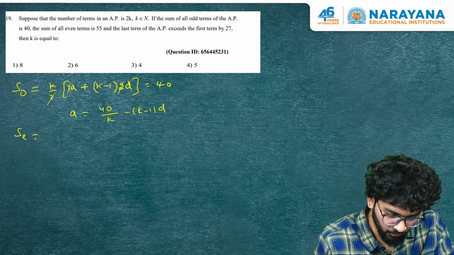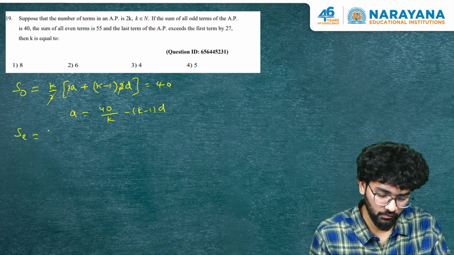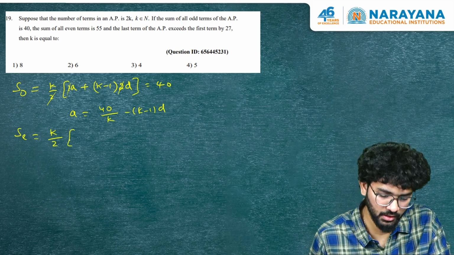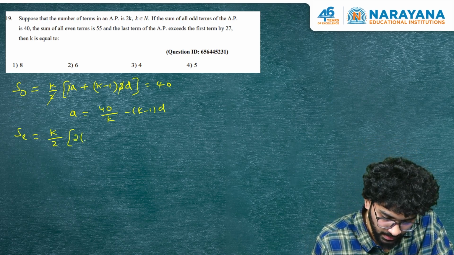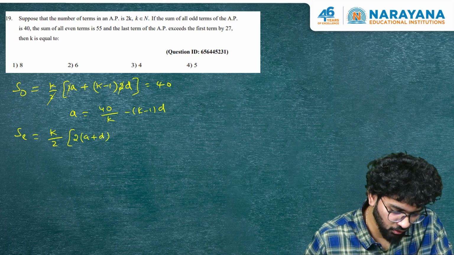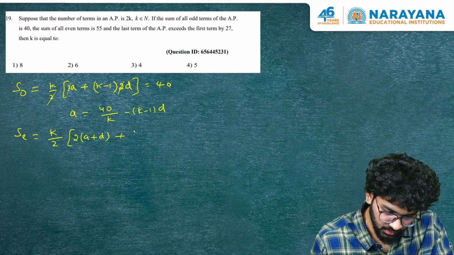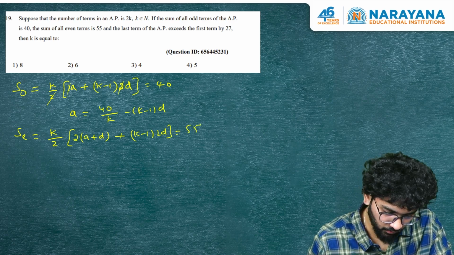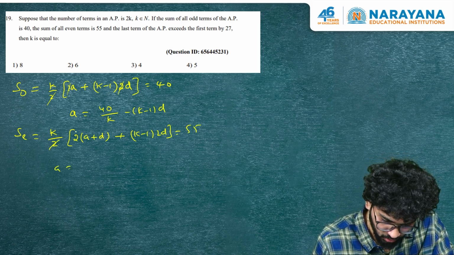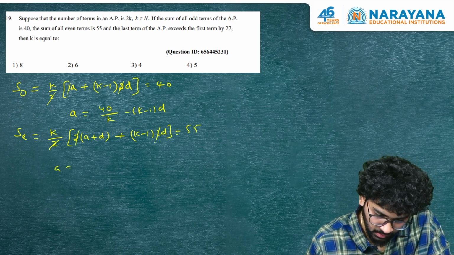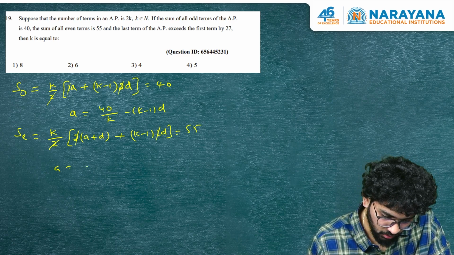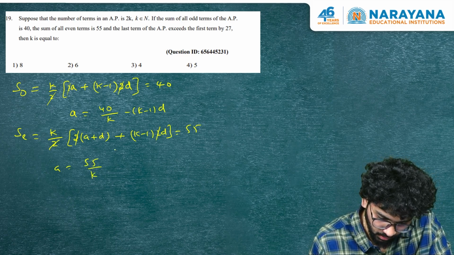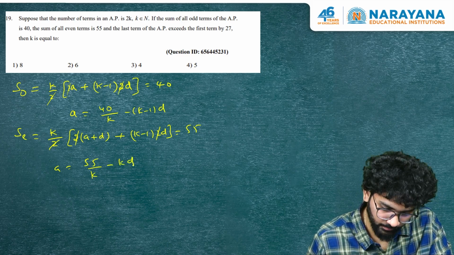If I am getting the sum of even terms, here it will be k by 2, because the number of terms are k. Here the first term will be a plus d, instead of a, plus common difference will be the same again, is equal to 55. So from here this 2 gets cancelled, this d and this d will also get cancelled. So I'll get 55 by k, a is equal to minus kd.